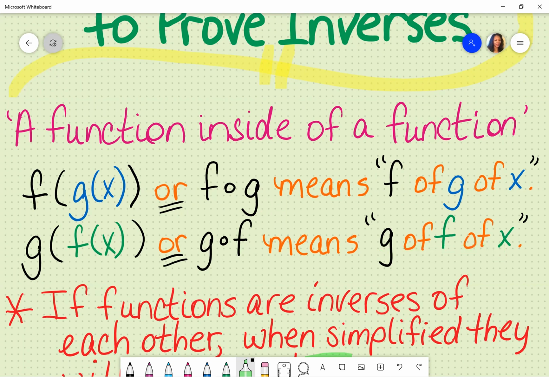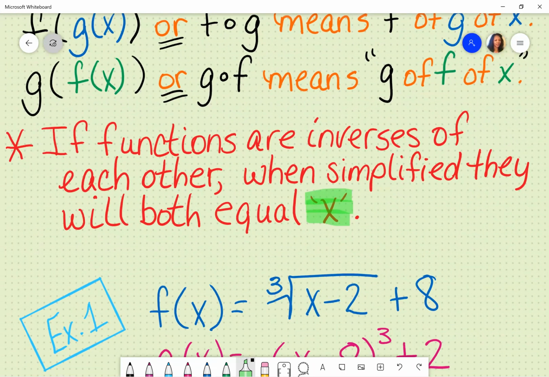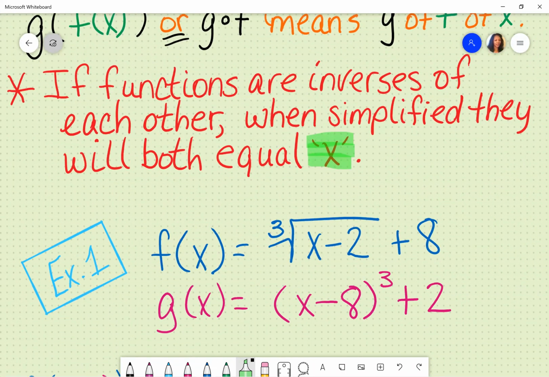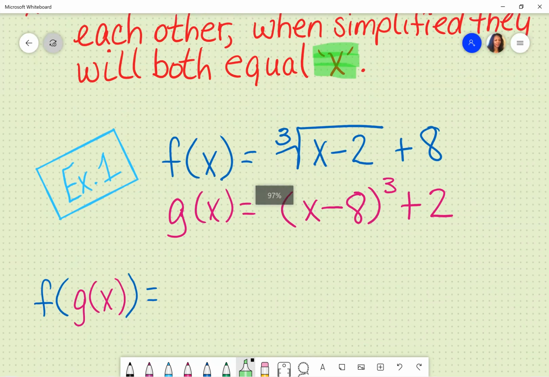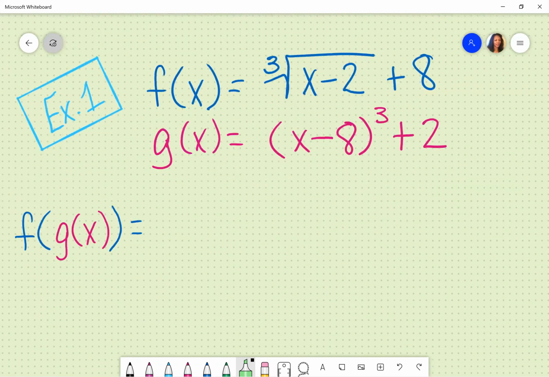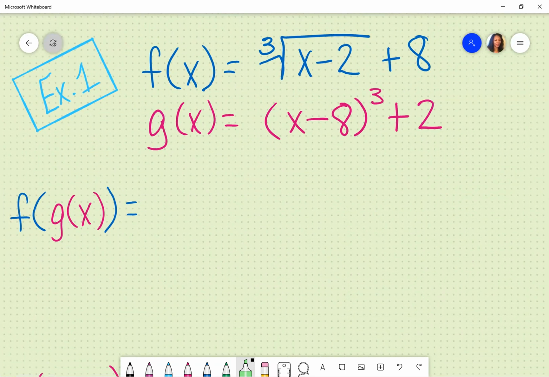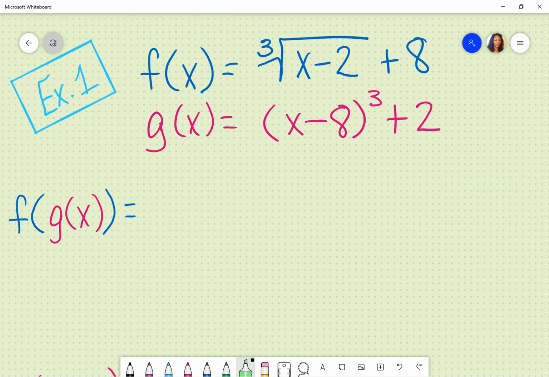All right, so when you're trying to prove whether or not functions are inverses of each other, when you simplify it, you want your outcome to be x. That tells you that yes, they are in fact inverses. When you have a problem, it's going to give you both of your functions. So I have my f of x in blue and I have my g of x in pink.